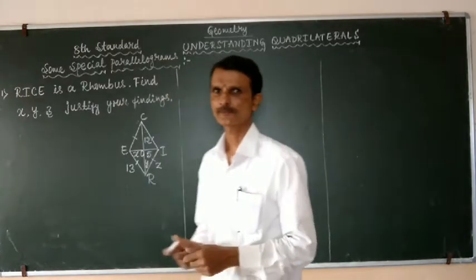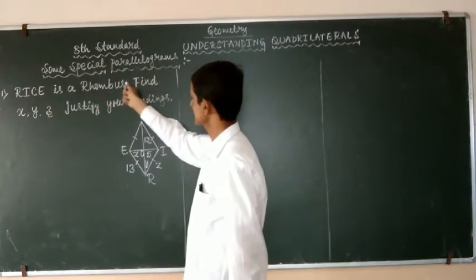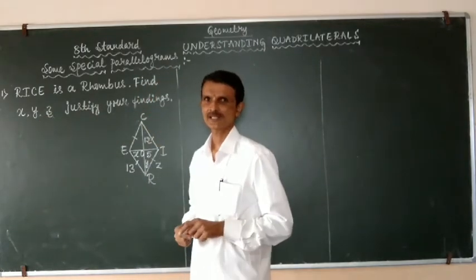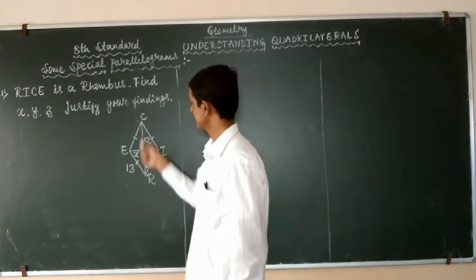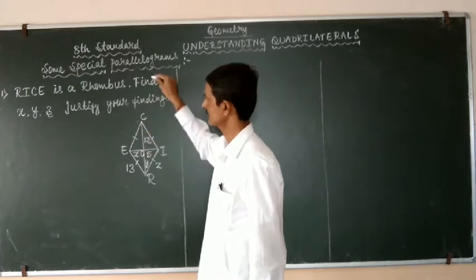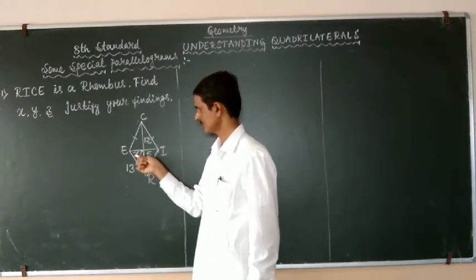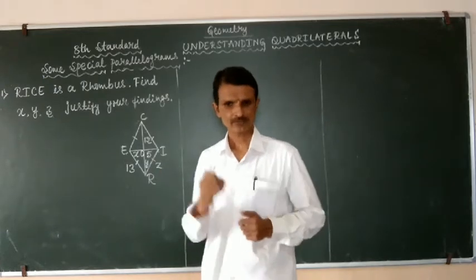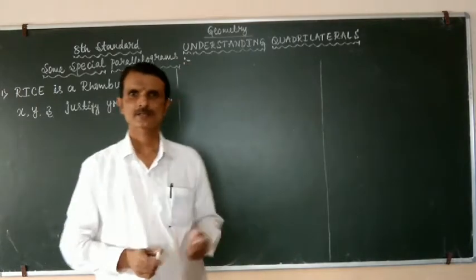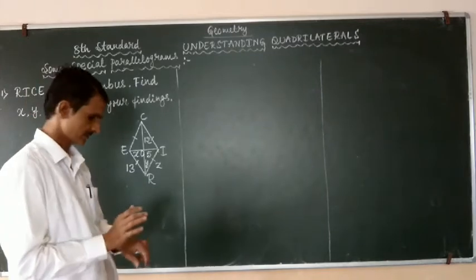Now students, we will see the problem on the rhombus. The problem is: RICE is a rhombus. Find x, y, z to justify your answer. So in this figure, we have to find the values of x, y, and z, and give the reason for finding each value. To simplify the problem, we are going to use the properties of the rhombus.